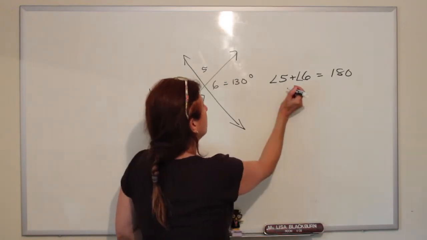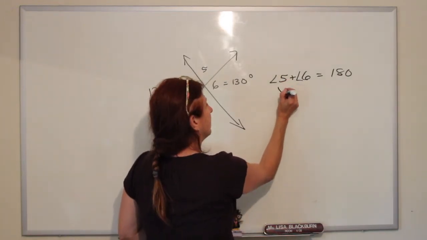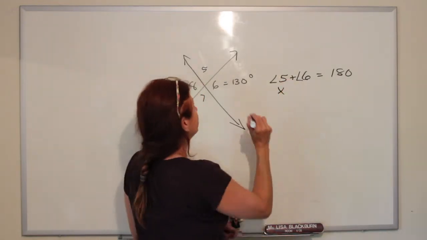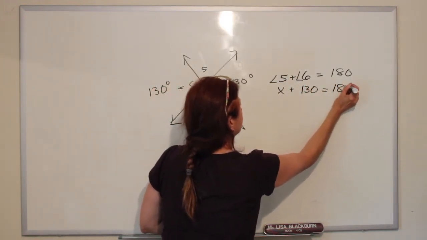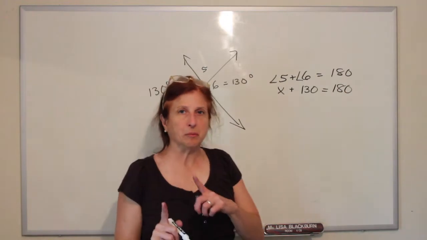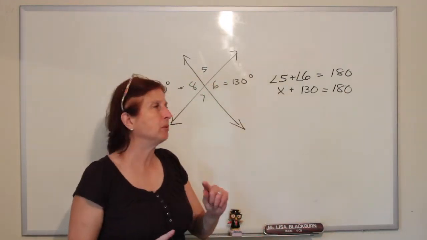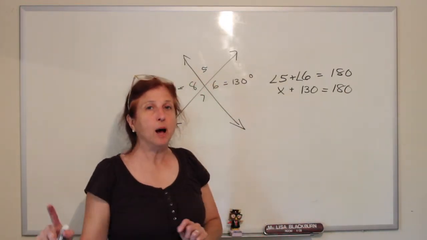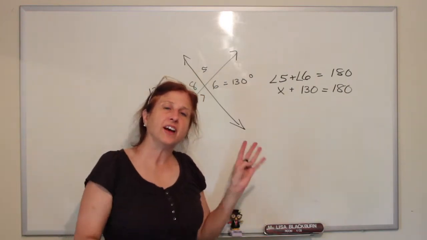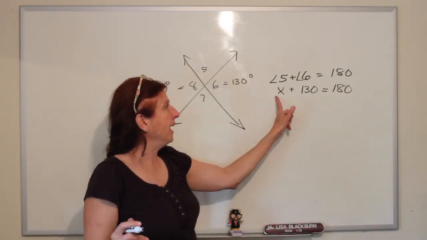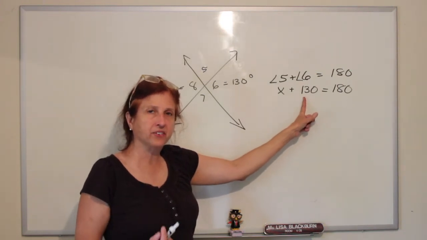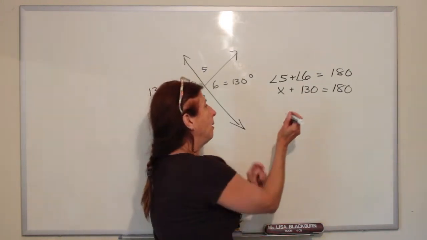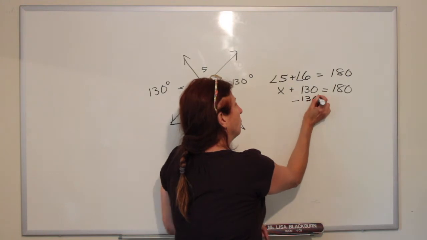All right? So we're going to say 5 is our unknown, so we're going to make that x, and 6 is 130, which together is 180. Now, do you remember how to solve for x from algebra? You do it by doing the opposite. And what you do to one side, you do to the other. So x has 130 added to it. It's why x is not alone. So we're going to do the opposite and subtract 130.